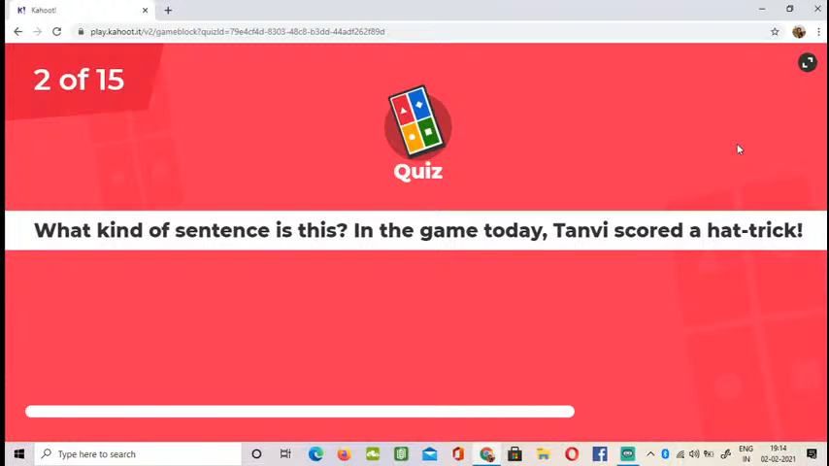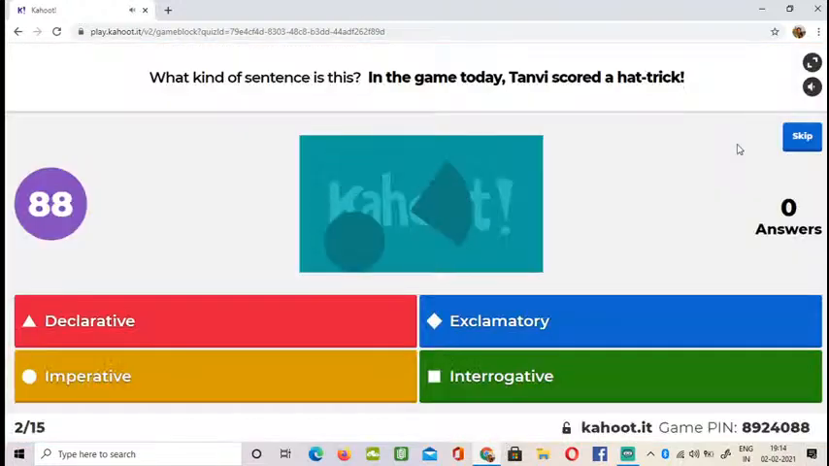What kind of sentence is this? As I told you, a declarative sentence gives information about something, and an exclamatory sentence expresses a strong feeling, and an imperative sentence requests or commands someone, and an interrogative sentence asks questions, like where do you live? So according to these hints, find out what kind of sentence is in the game today. Tanvi scored a hat trick. Okay, there's an exclamatory mark.